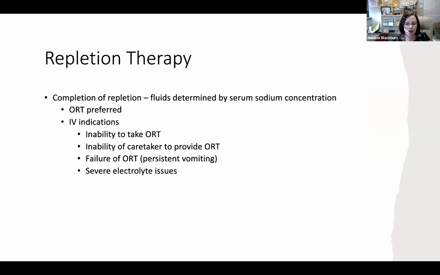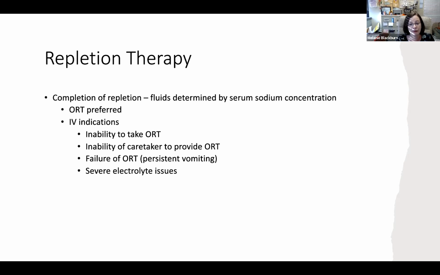So once you have emergently repleted fluid for your patient, you're going to want to complete the repletion of that fluid. This is just completing and getting back to normal volume status for your patient, and this is going to be determined by the serum sodium concentration. But both methods, oral rehydration and IV rehydration, are actually fine to use. And oral rehydration is the preferred method of repletion therapy in our patients.